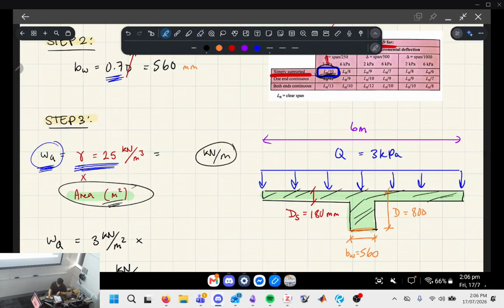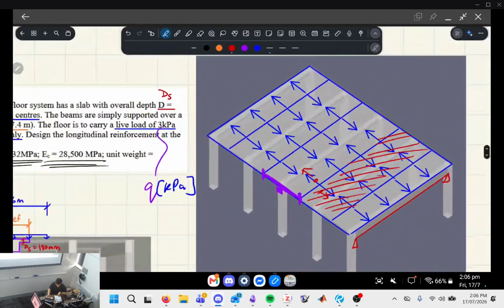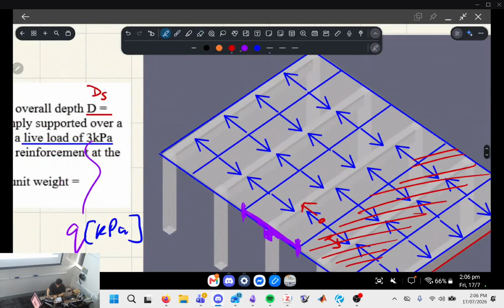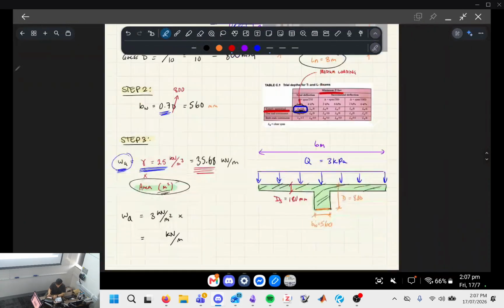So we get a WG of 35.68. That's the linear self-weight. When I say linear self-weight, this is where it's really useful to have a diagram from the 3D model that I did. Linear self-weight, or linear load, looks like this. We're just focusing on the beam part. We've turned this 2D pressure into a 1D line load, which runs over the beam.